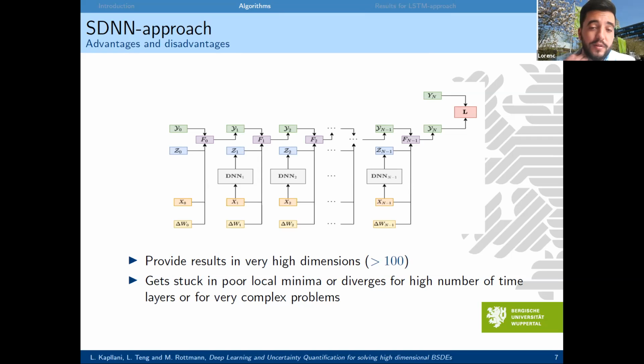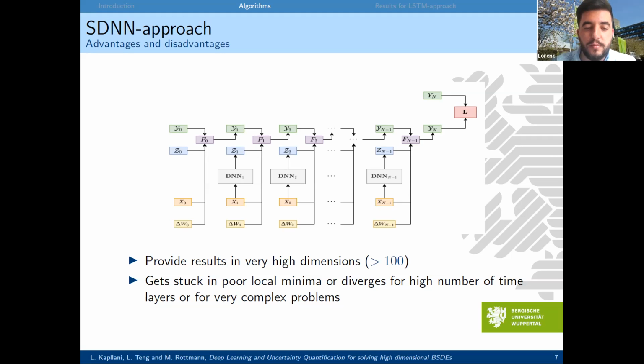And this method is very good, and it can provide very good results in high dimensions, 100 or even more. However, it has a disadvantage. This disadvantage is related with the fact that if you have a very long terminal time, which means like the maturity of the option, like if it is 2 years, for example, or when the driver function, which models these equations, is very complex, then this method fails because it will not be able to match the terminal condition. And therefore we'll get stuck in some poor local minima, or will actually diverge.